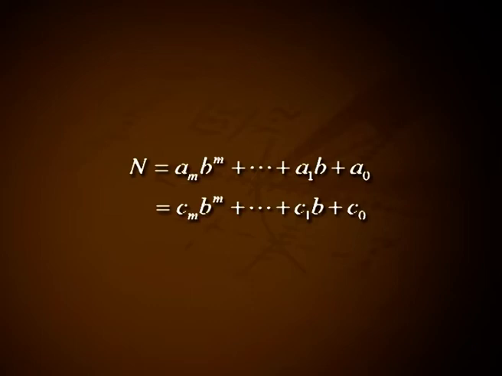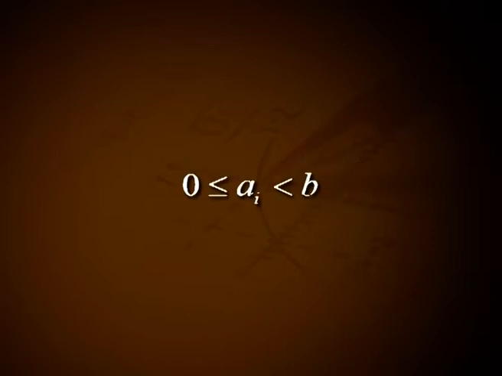Let us suppose that n has two distinct representations, say n = a_m b^m + etc. + a_1 b + a_0, which is equal to c_m b^m + etc. + c_1 b + c_0, with 0 ≤ a_i < b for each i and 0 ≤ c_j < b for each j. We can use the same m by simply adding terms with coefficients a_i = 0 or c_j = 0 if necessary.